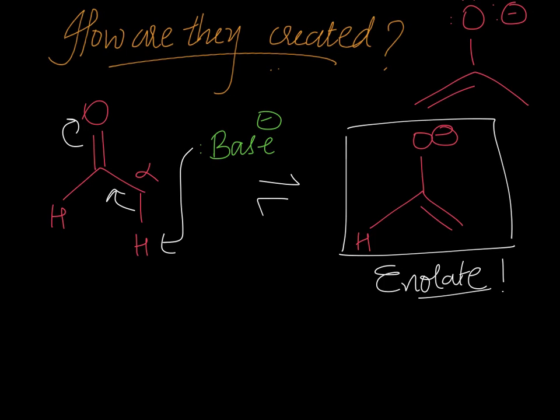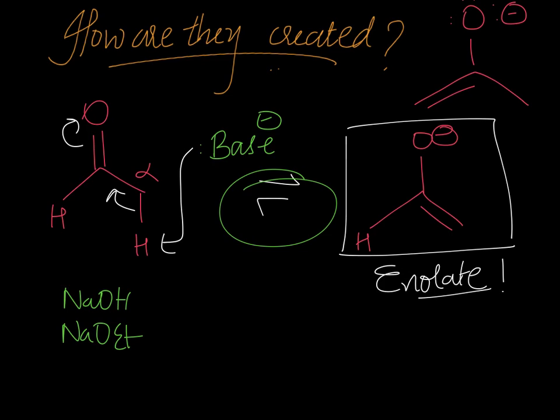Now this enolate formation could either be reversible, like in this reaction, using a base such as NaOH, NaOEt, etc. Or it could be irreversible using a base like LDA or NaH.